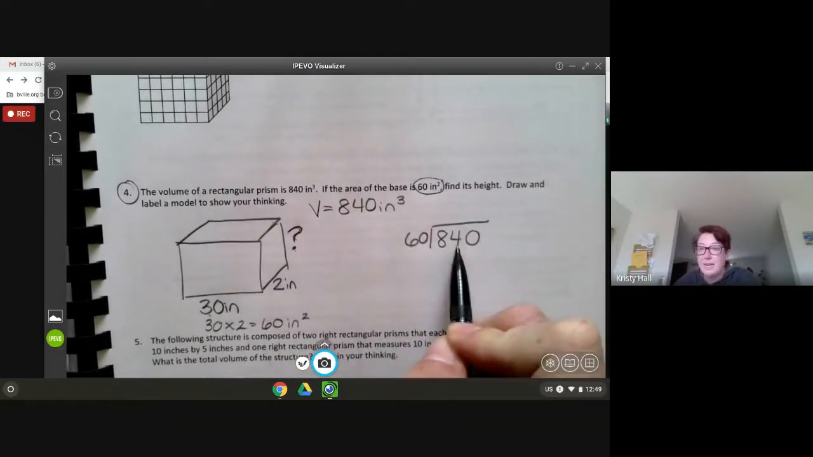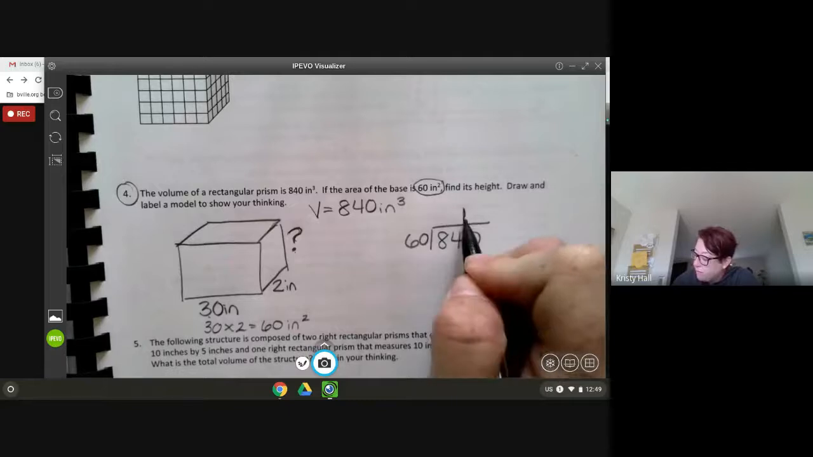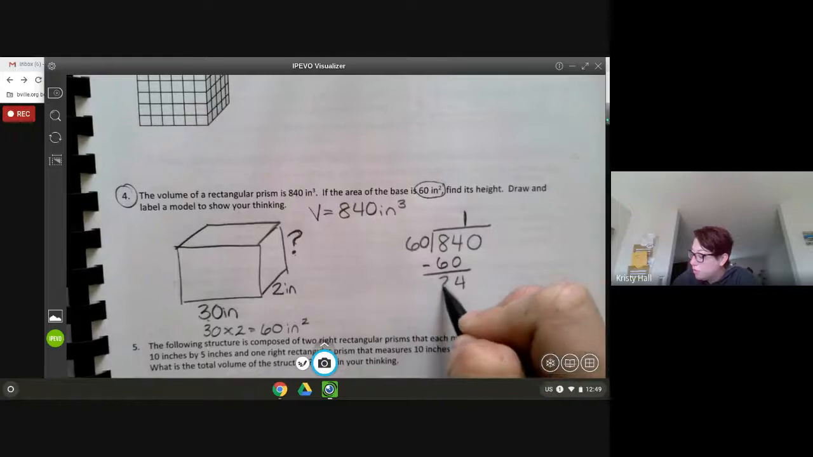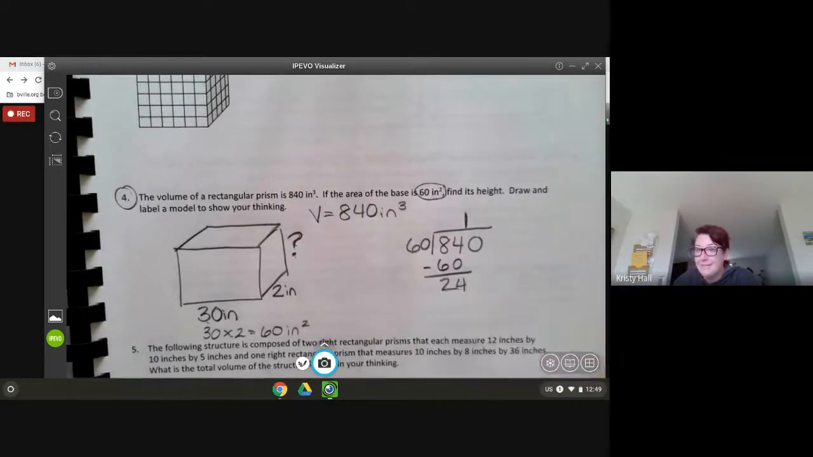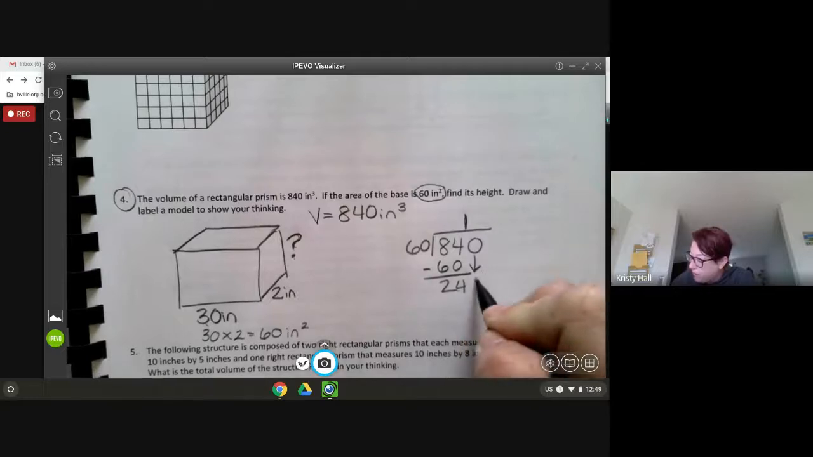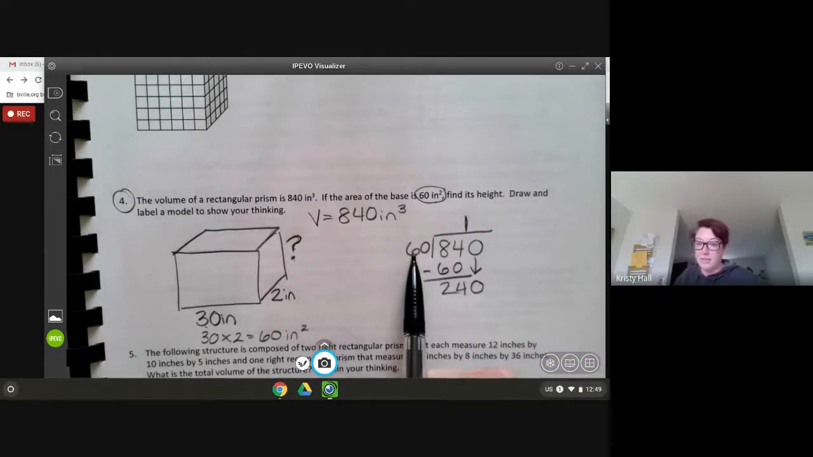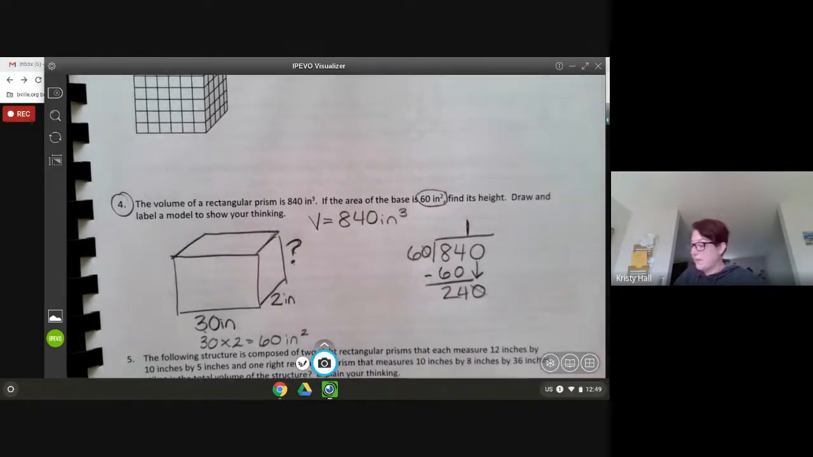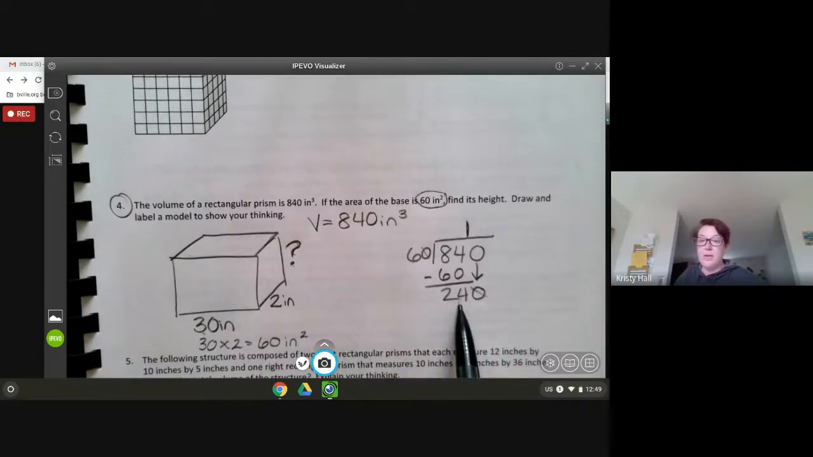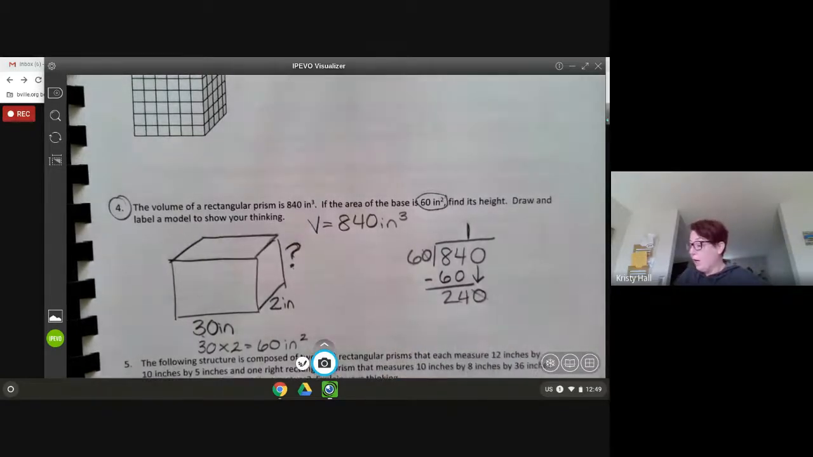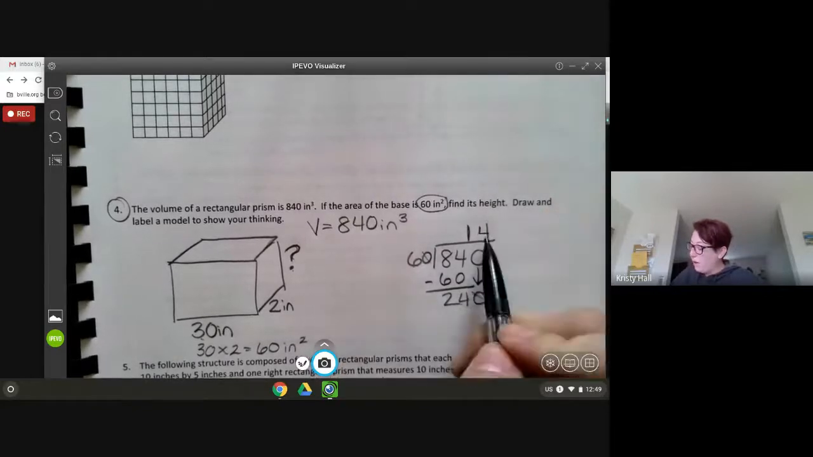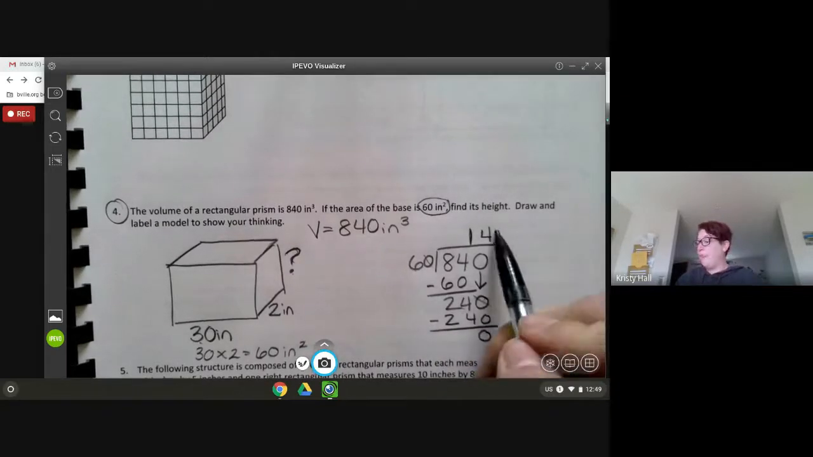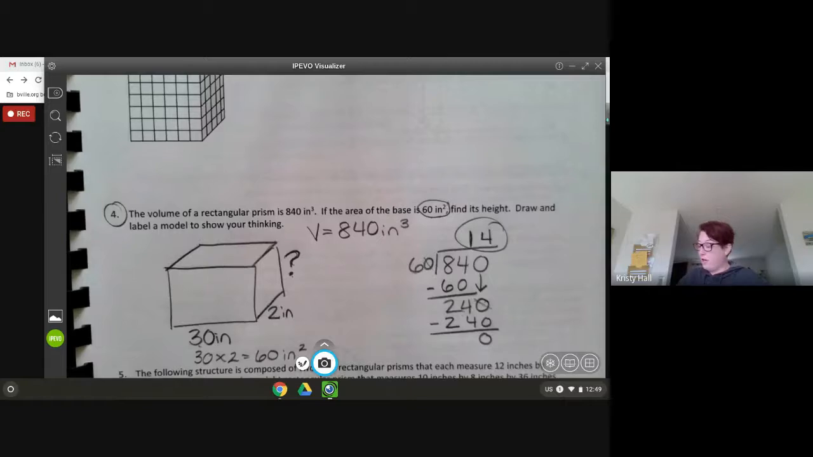So 60 goes into 84 one time. 1 times 60 is 60. When I subtract, I get 24. That is less than 60, so I can keep going. I bring down this 0. And now I have, how many times does 60 go into 240? Well, these both have a 0 on the end, so I can really think about this as how many times does 6 go into 24? That's a basic fact. 6 times 4 is 24. So I can make this a 4, and that would be 240. And I subtract. So the height of the figure is 14.